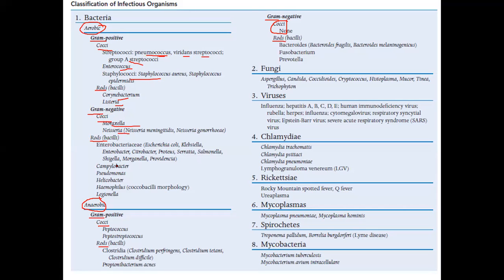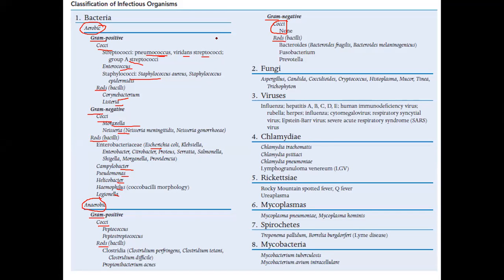It's important to remember these. And then the rods, which are the usual rods, Enterobacteria, say Escherichia coli, Klebsiella, Enterobacter, Citrobacter, Proteus, Serratia, Salmonella, Shigella, and the others. And then Campylobacter, Pseudomonas, Helicobacter, Haemophilus, Legionella. Now, you can always read and refer to the others. Now, this is important.